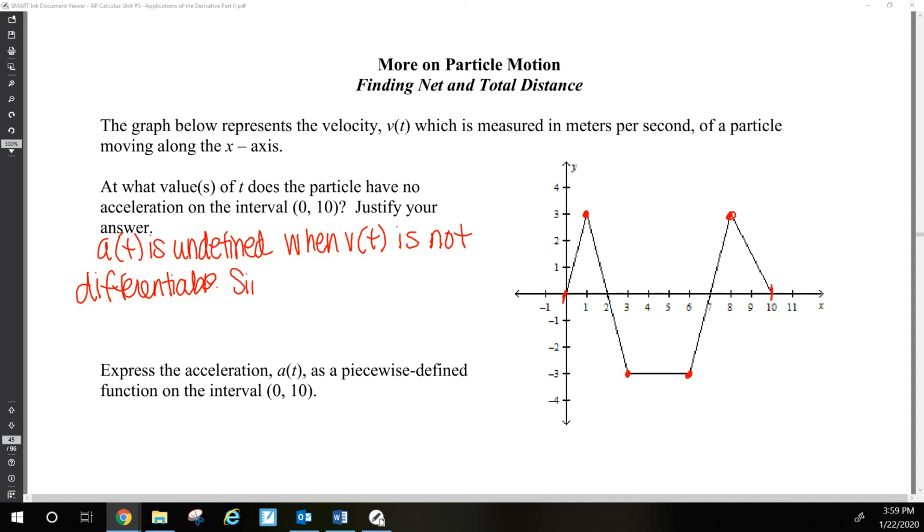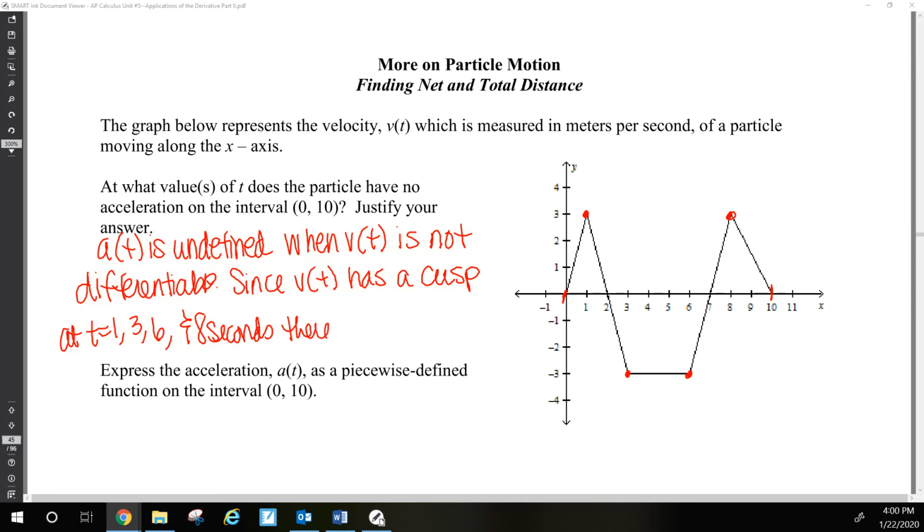So since v of t has a cusp, what does a cusp mean again? That's just a sharp point, right? v of t has a cusp at t equals 1, 3, 6, and 8 seconds. There is no acceleration at these times.